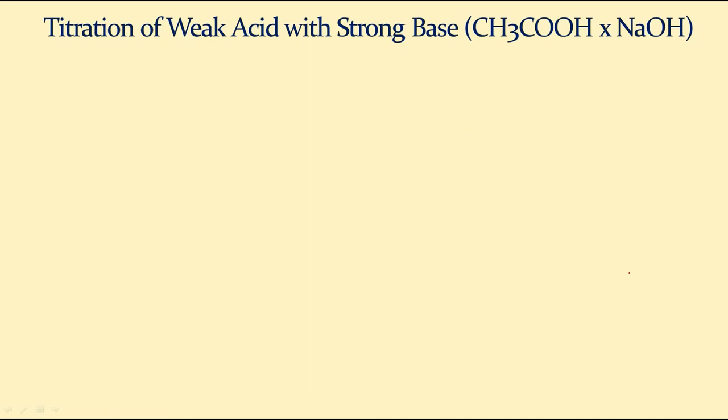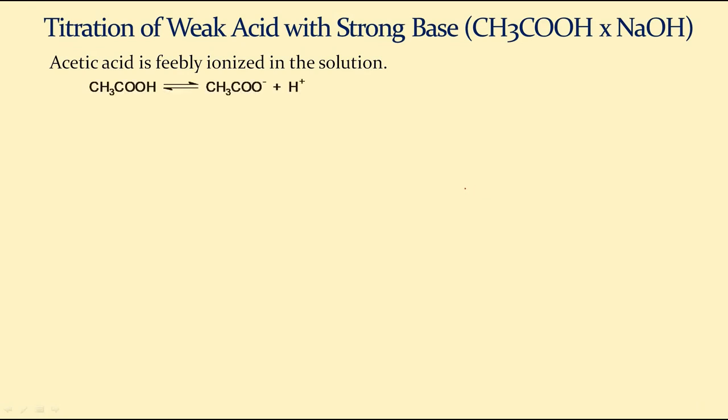Now the titration of weak acid with strong base. Acetic acid, this time, is taken in the beaker, and we place the conductivity cell in it. Then what is the initial conductivity of the acetic acid? We know acetic acid is a weak acid, it is feebly ionized in solution. It establishes a dynamic equilibrium. It ionizes in this manner.